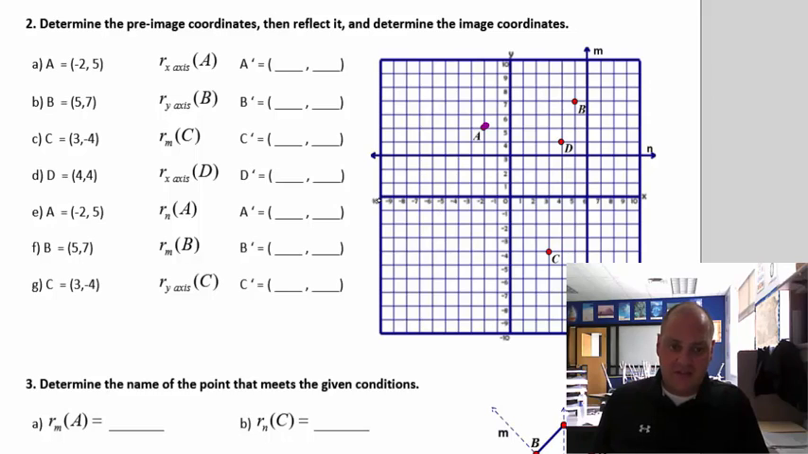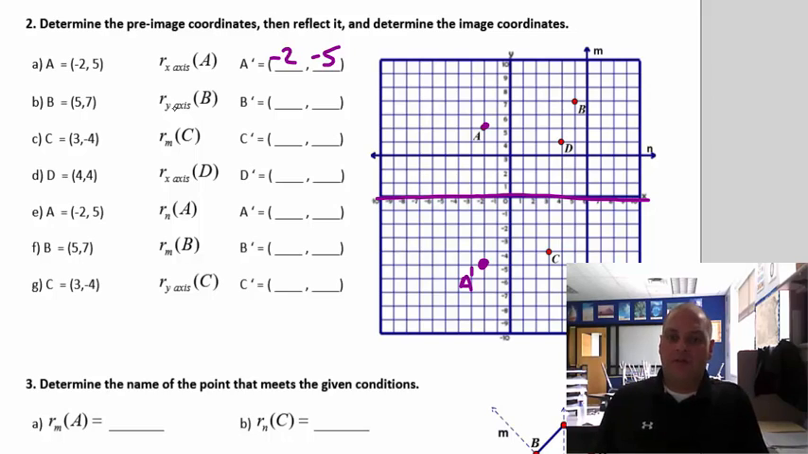So the x-axis is right here. That's my line of reflection. How far away am I? 1, 2, 3, 4, 5. So I'm going to go 1, 2, 3, 4, 5 in the other direction, and that's going to be A prime. What are the coordinates? 1, 2, 1, 2, 3, 4, 5. So -2, -5.